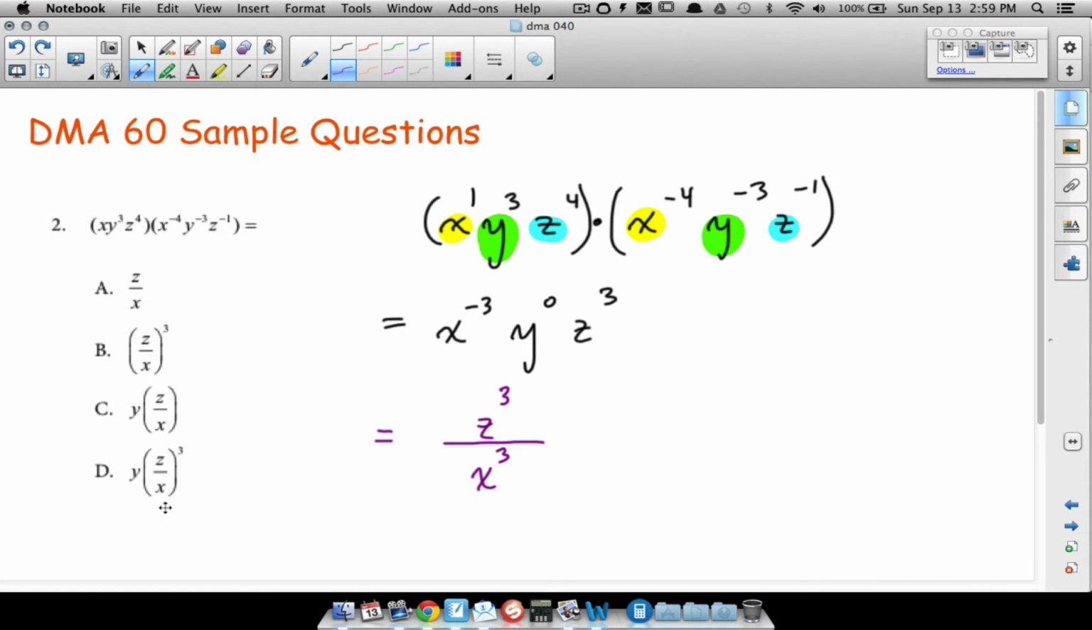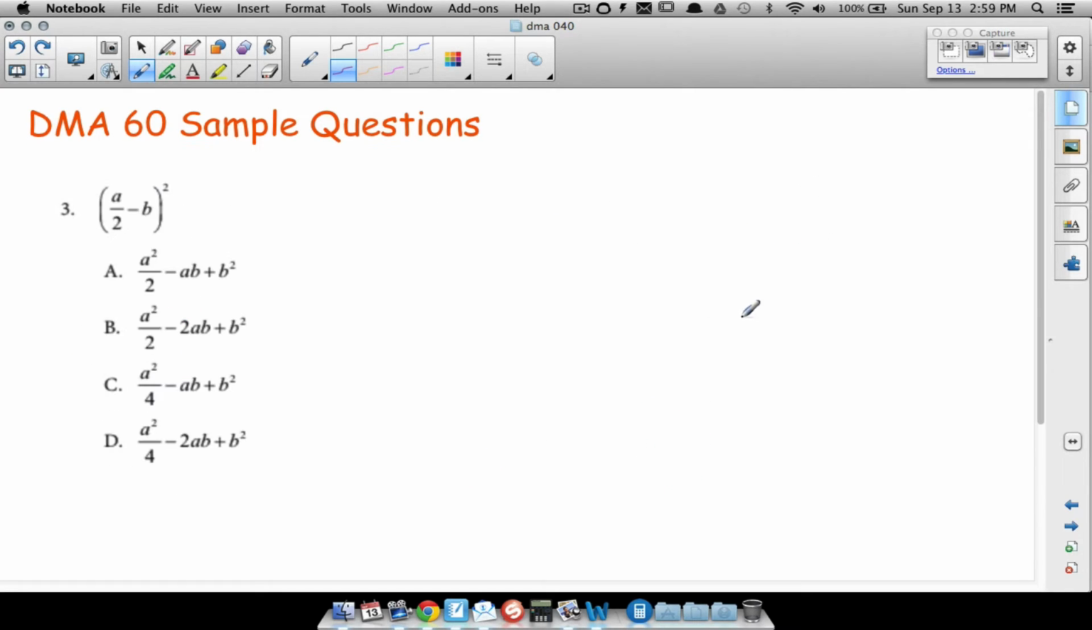Now we're still not matching any of these. Well, here's another property. Notice both of these bases, even though they are different, they both have the same exponent. So what we could do here is we could say z over x, and since both of them are getting cubed, you can put it in parentheses and put a cubed on the outside of that fraction. That's the same thing as saying z cubed over x cubed. And that does match that answer right there, quite nice.